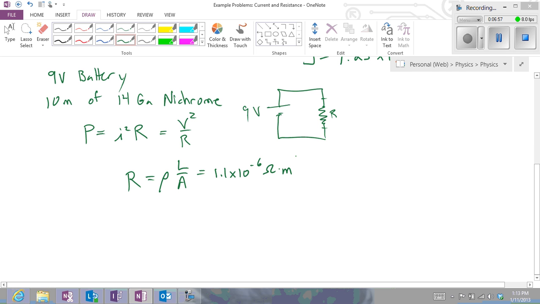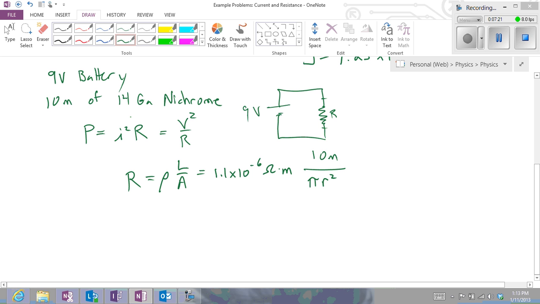So at 1.1 times 10 to the minus 6 ohm meters, you can see that this material has a resistivity that's about 100 times worse than copper. So now we need to get the length of it, which we were given as 10 meters, and we need the cross-sectional area, which again is going to be pi r squared for our object.